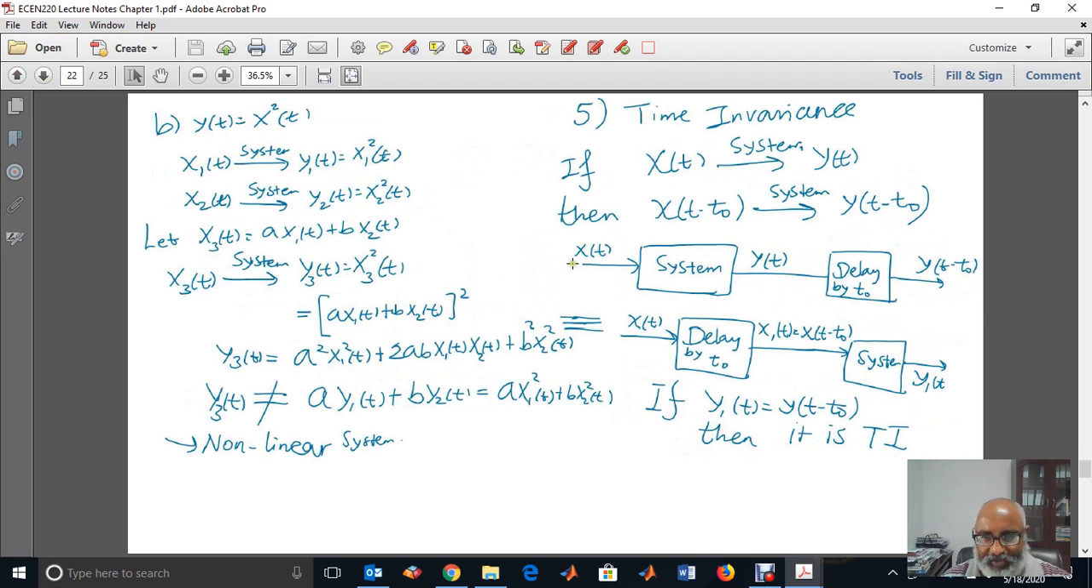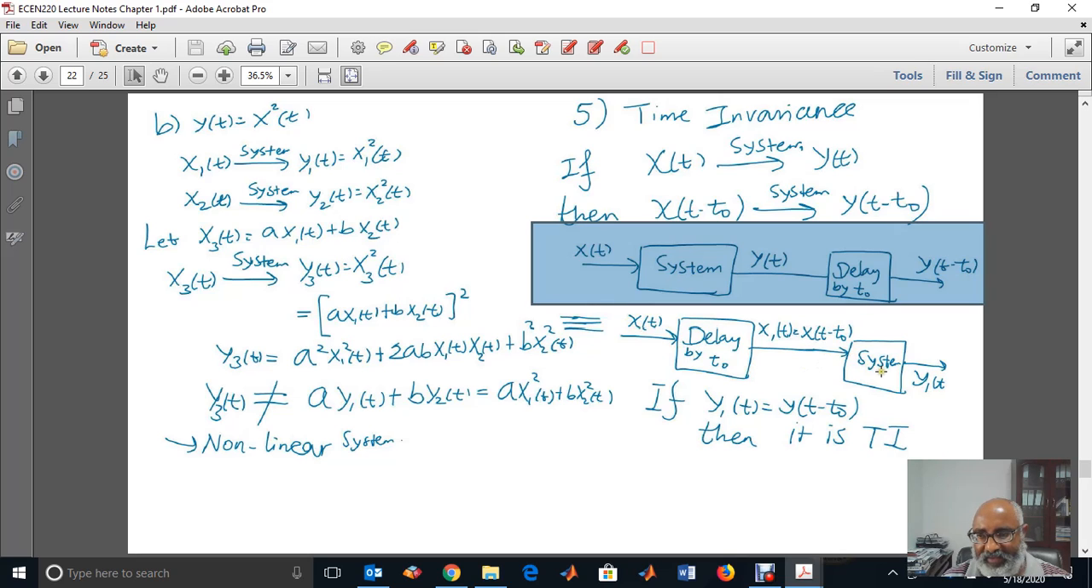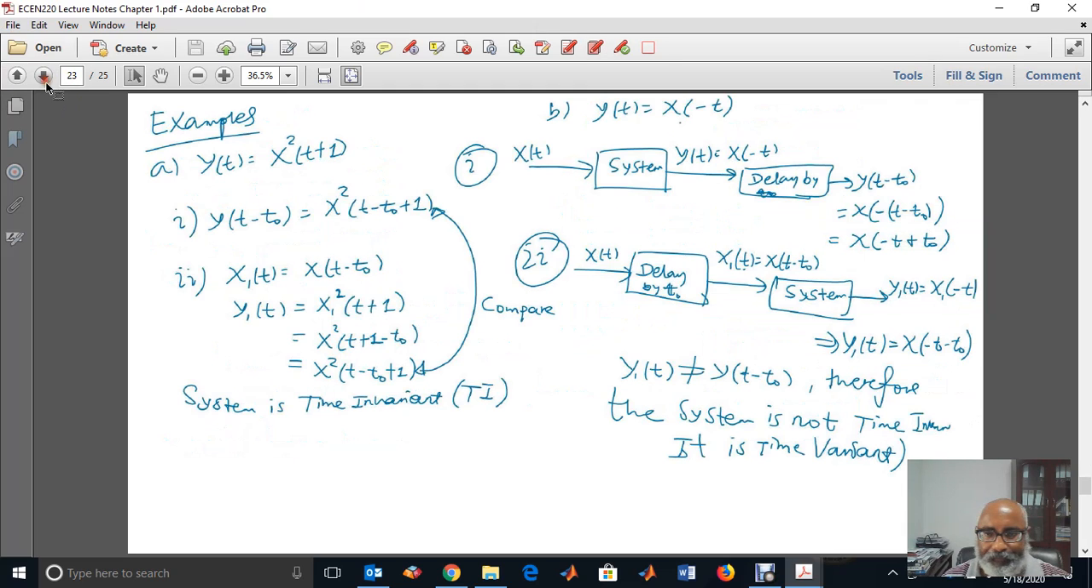Remember these two procedures. The first one, you have the input, and then the system, and you delay it, and the second one, you delay the input, and then you pass it through the system. Then the two outputs should be identical to be time invariant. Okay, let's have another example.